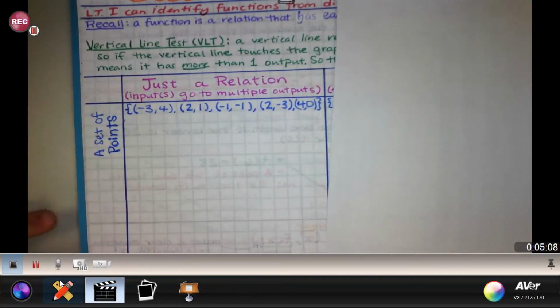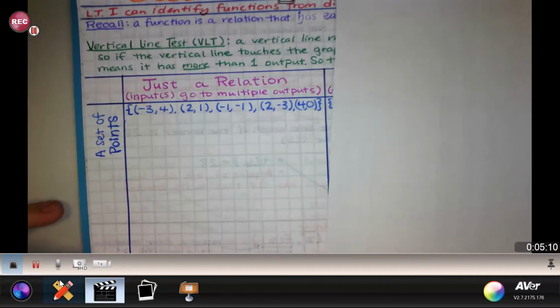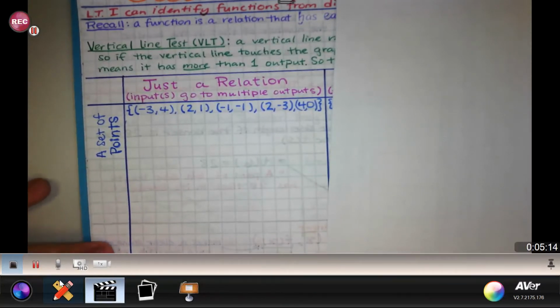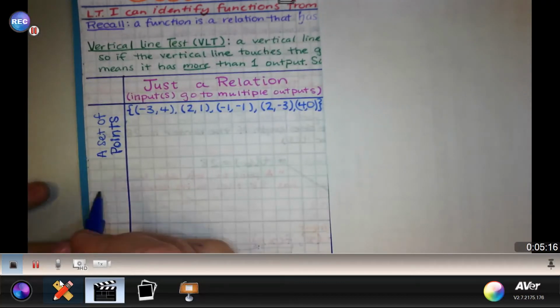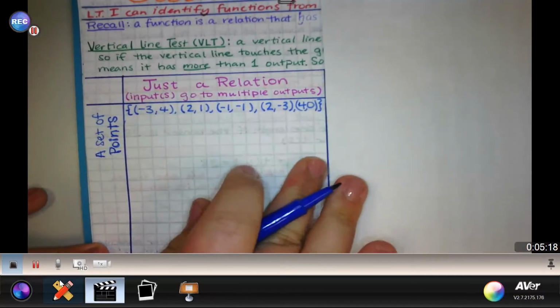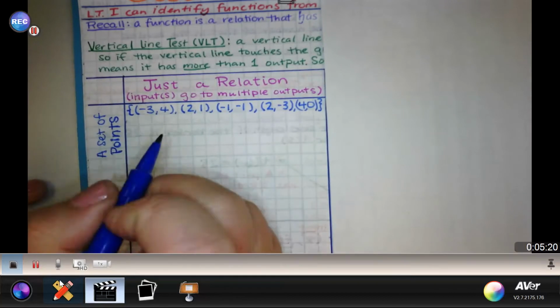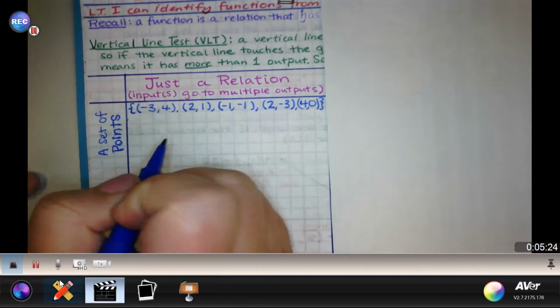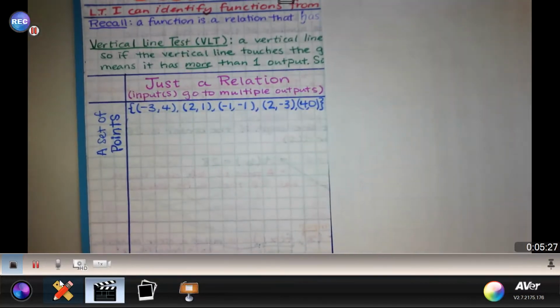Negative 3, 4, 2, 1, negative 1, negative 1, 2, negative 3, and 4, 0. Now, what I want to do is actually turn this into function notation. The idea with function notation is if you can use function notation for everything, then it's a function, right? Because it's called function notation. If you can't, then it's not a function, it's just a relation.